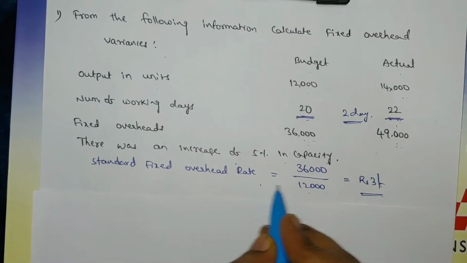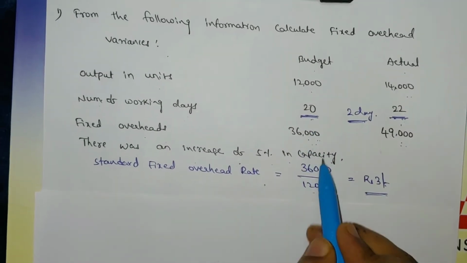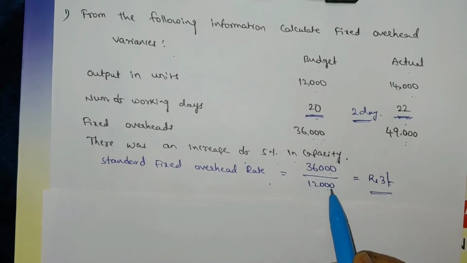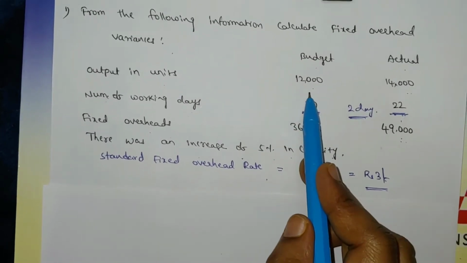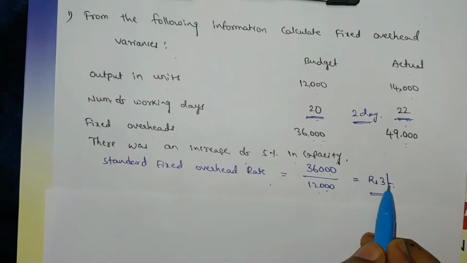Standard fixed overhead rate is equal to 36,000 fixed overheads divided by output in units, 12,000, is equal to 3 rupees. Standard fixed overhead is equal to 3 rupees.